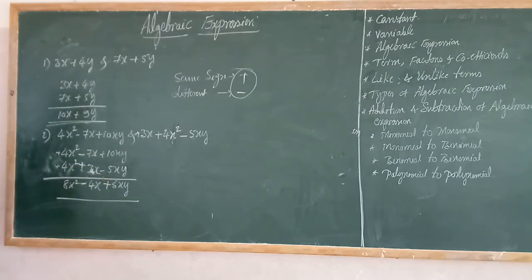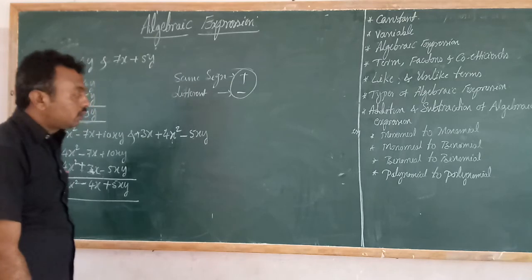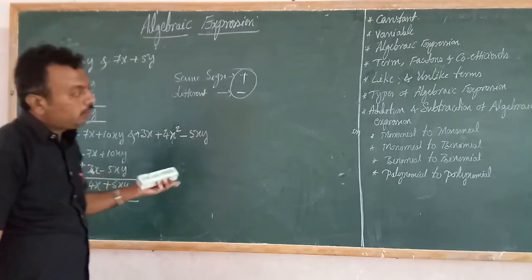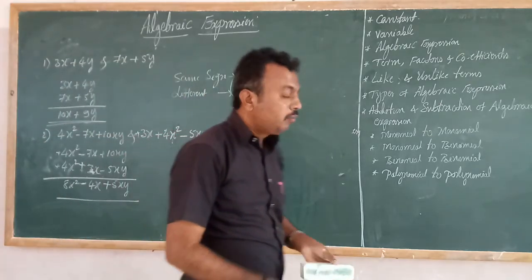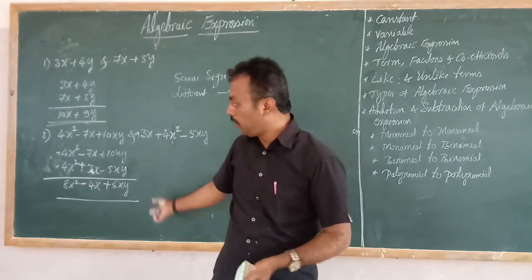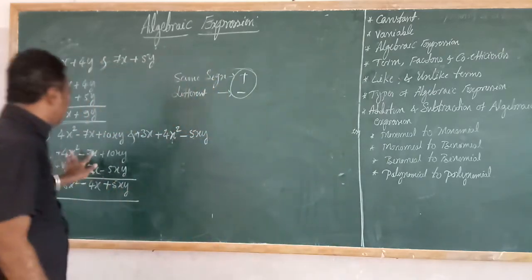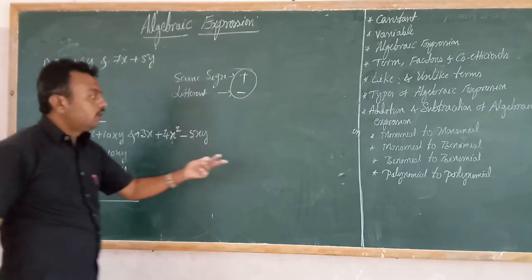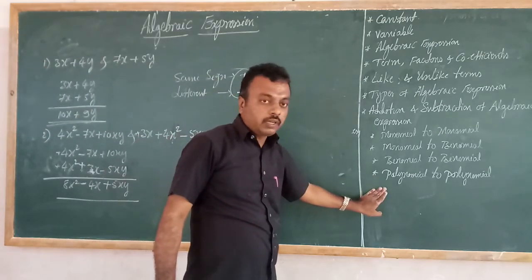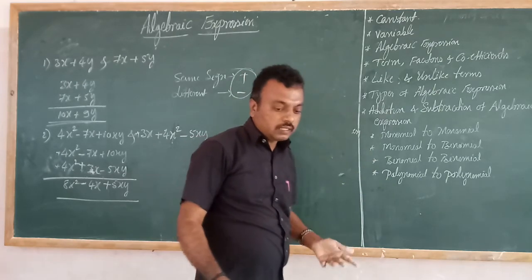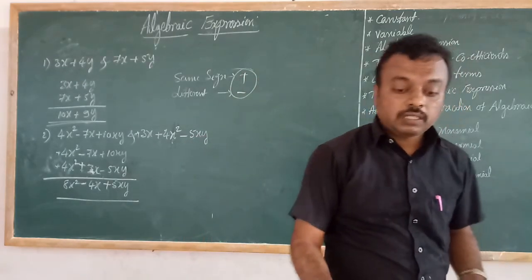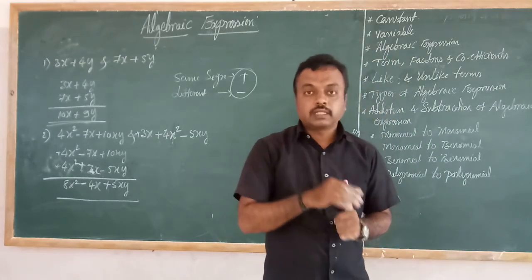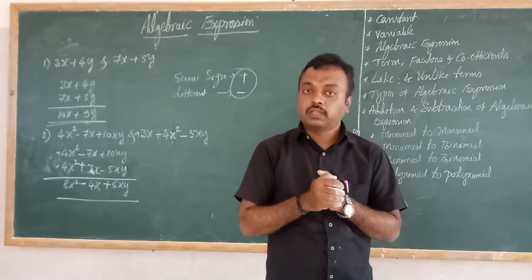Therefore 8x square minus 4x plus 5xy is the sum of these two expressions. Can you understand? So this is binomial by binomial, monomial by monomial and polynomial by polynomial. Like this polynomial same. If there are 3 terms, write 3 terms, if 4 terms, write 4 terms, so add or subtract. Okay, so this is the addition of algebraic expressions. Okay students, in the next classes we have to discuss the subtraction of algebraic expressions, and also exercise problems in the next classes. Okay, thank you students.